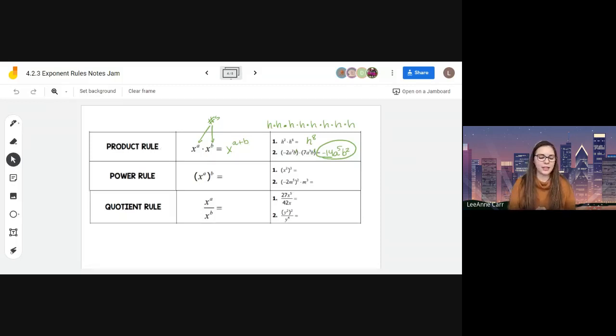Excellent. Okay, so let's move on to the power rule. The power rule, this one looks kind of weird. We see a base, just one base this time, x, and then there's kind of like two exponents. There's one exponent inside and one exponent outside. And between them, we see these parentheses.